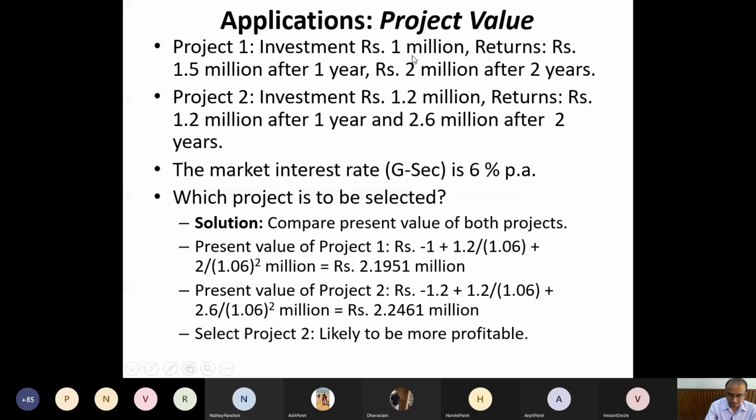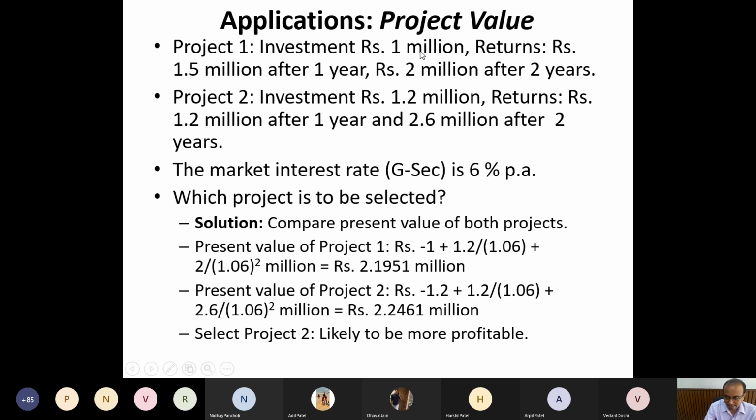Okay, now let me take the application of this present and future value. Let's say I have these two projects. The first project requires the investment of 1 million. This is just a rough figure. It will return 1.5 million after 1 year and 2 million after 2 years. And I have an opportunity to go in a second project, which requires an investment of 1.2 million. It will return 1.2 million after 1 year.